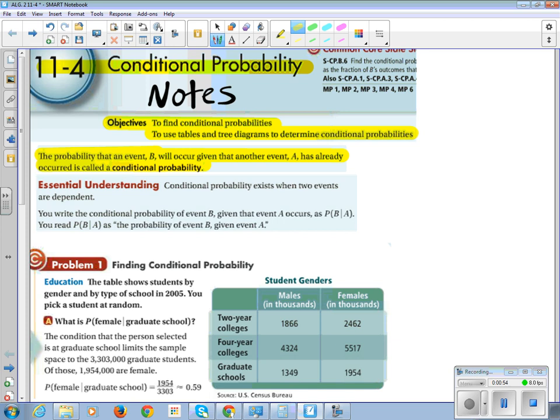Our essential understanding is conditional probability exists when two events are dependent. You write the conditional probability of event B, given that event A occurs, as P of B given A. You read P parenthesis B line A as the probability of event B given event A. So let's put this here.